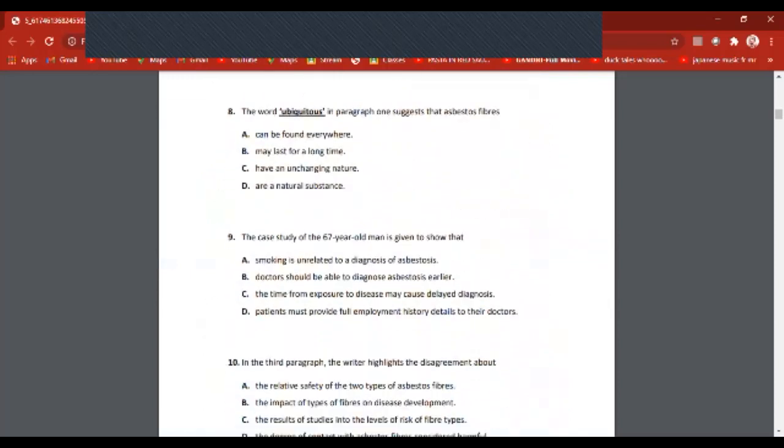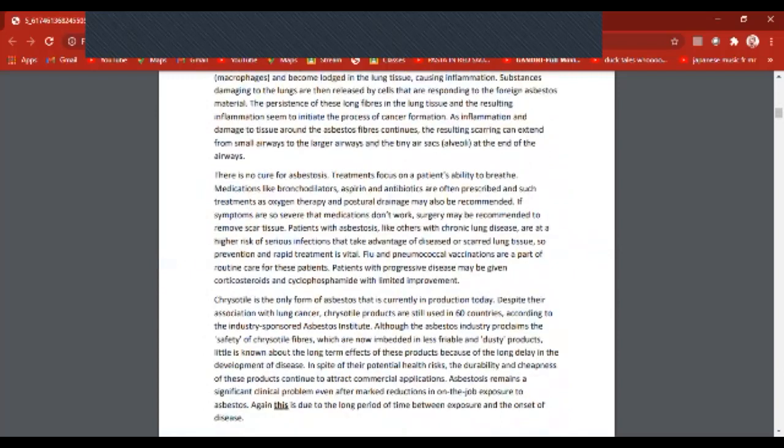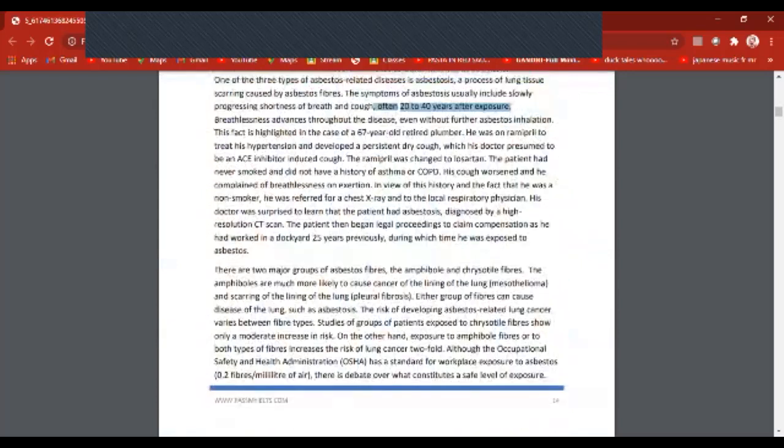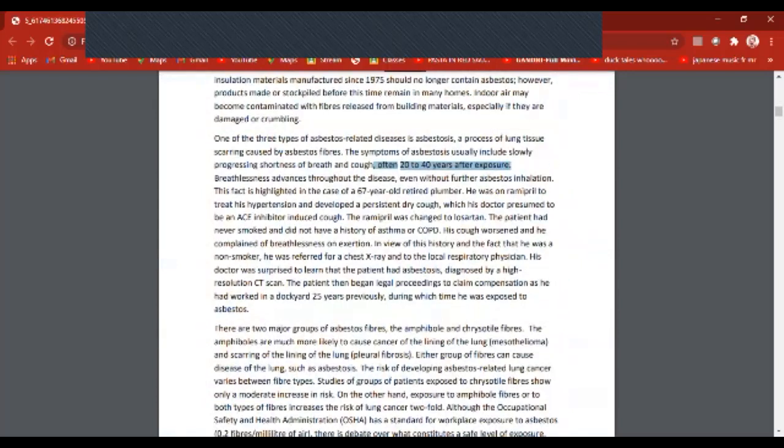See this? Time from exposure to disease may cause delayed diagnosis. I have a feeling it is related to this. Yeah, but let's read further. It means it is slowly progressing, and the person might not know that they have it. Breathlessness advances, which means it keeps increasing throughout the disease, even without further asbestos inhalation. Suppose they worked in a factory for 5 years. After that, they didn't work there, but breathlessness keeps advancing even if they stop that job.